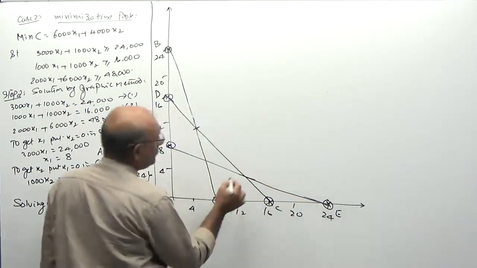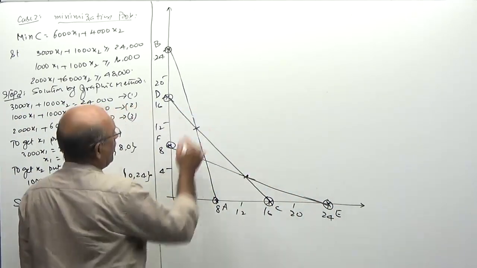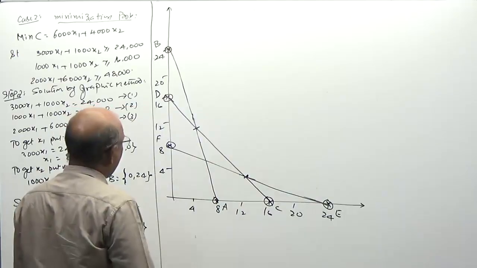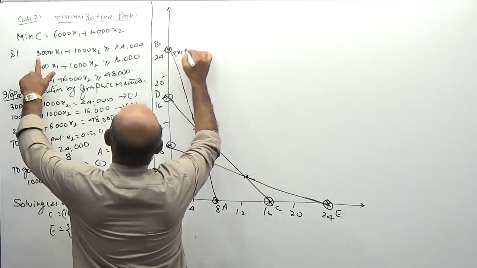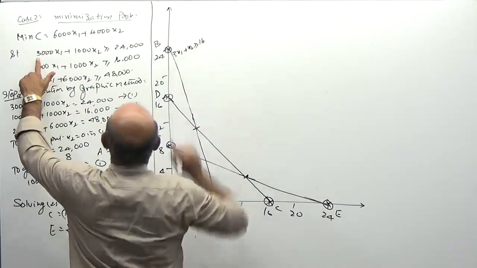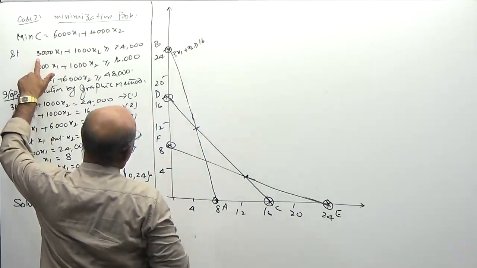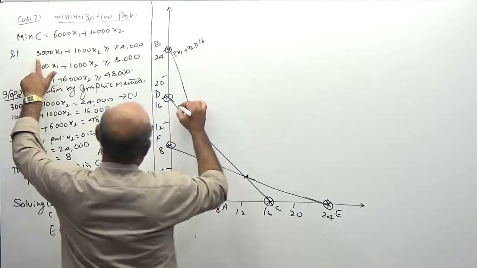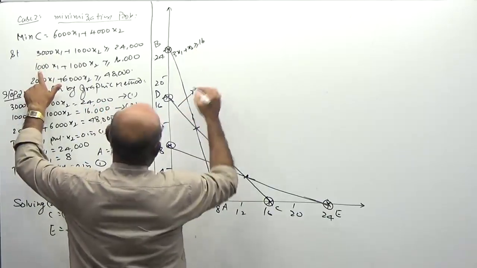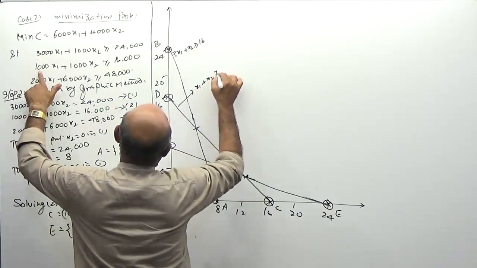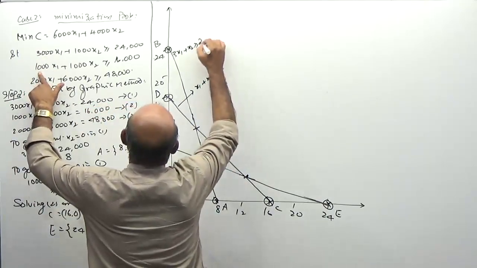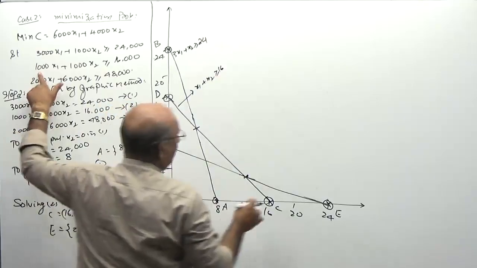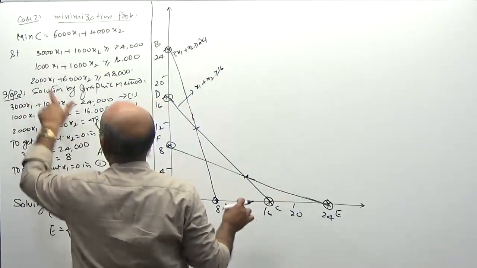Joining these two, so this way we have three lines, sir. This is first line: 3x1 plus x2 greater than or equal to 16. This is my second line: x1 plus x2 greater than or equal to 16. This is 24, 16. Finally, this is E.